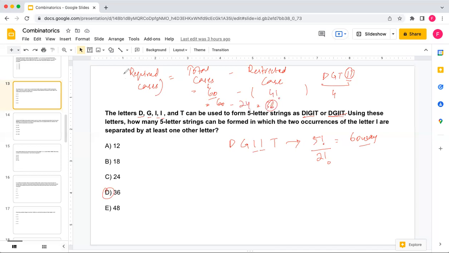Actually, we want the required cases in which the I's are separated by at least 1 digit. So I do the inverse way. I consider the total outcomes possible and remove the restricted case in which the I's are together. Total ways are easy to find, but for the restricted case, I consider the 2 I's together as a single value. So we have 4 digits, and we need to arrange them in linear order. That is straightforward, 4 factorial. So total 60 minus 24, which is 36, our required answer.